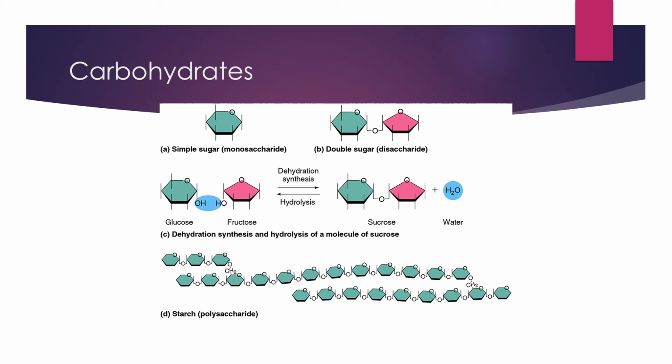This is just a picture representation of what we just talked about in the last slide. So you have A, monosaccharide, single sugar, B, disaccharide, double sugar. You can see how dehydration synthesis will take the glucose and fructose and turn it into sucrose and water, and then you go back via hydrolysis, and it turns it back into glucose and fructose. And then D, you can see starch. It's a polysaccharide. There are many in a chain. It's important to remember that carbohydrates provide a ready, easily used source of fuel for cells, and glucose is the cell's favorite.